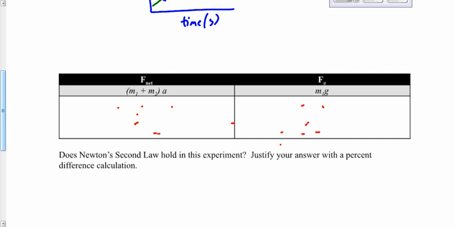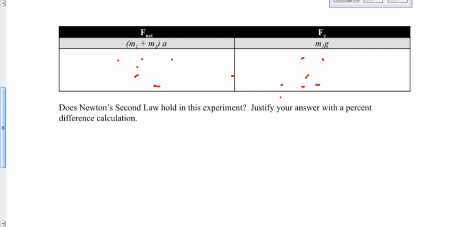So what we're going to do is answer this question: does Newton's second law hold in this experiment? If they're the same, the answer is yes. If they're not the same, the answer is no. But we have to have a range of error that we accept as being okay. So what we're going to do is calculate a percent difference to determine whether these two numbers are close enough.